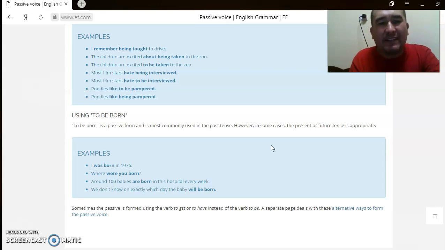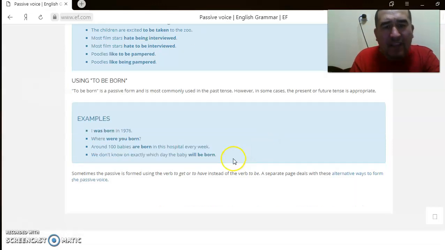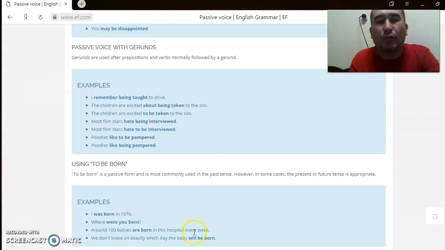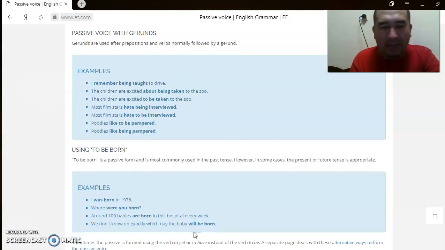I was born in 1976. Where were you born? Around 100 babies are born in this hospital every week. We don't know exactly which days the baby will be born. Demek, ko'pincha pastda keladi, lekin future yoki present. Chunki future passive yoki present passivda kelajak yoki umumiy holat ifodalangan paytda.